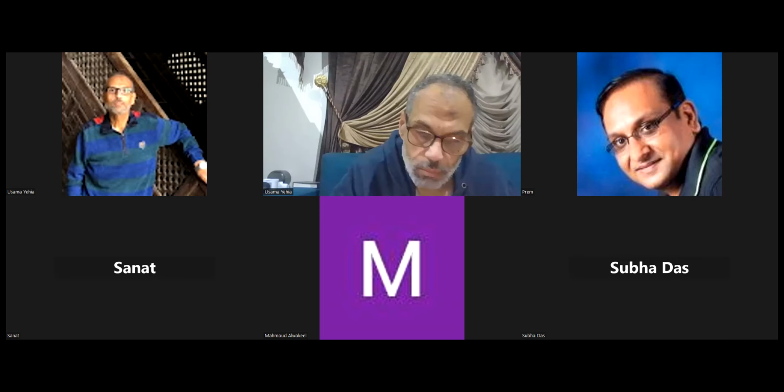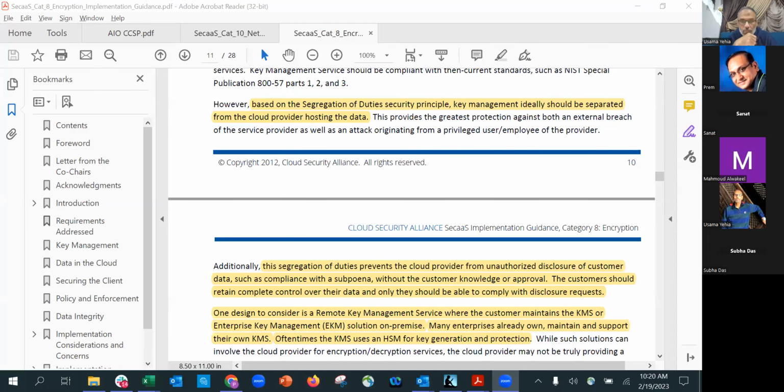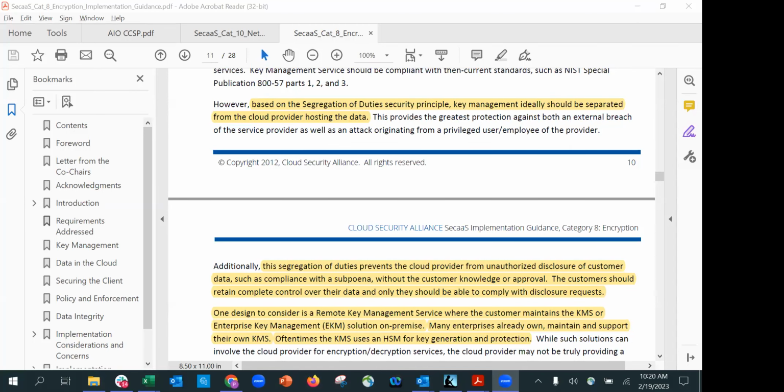Sir, will you allow me to share my screen? Sure. I'm just doing it from Cloud Security Alliance. I think I cannot share my screen. One minute. Check now. Yeah, so I'm sharing the screen here. This is from Cloud Security Alliance. Okay, now I'm reading this particular paragraph.